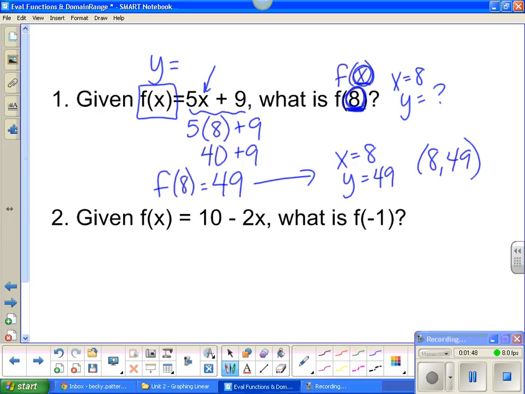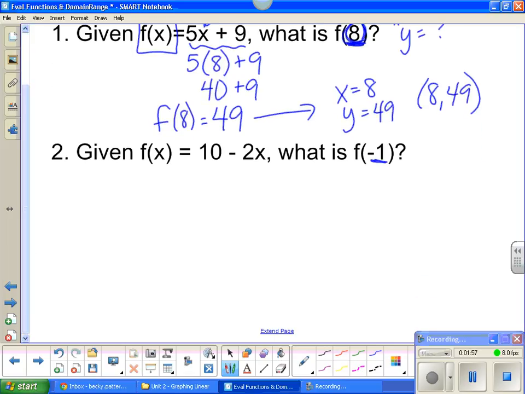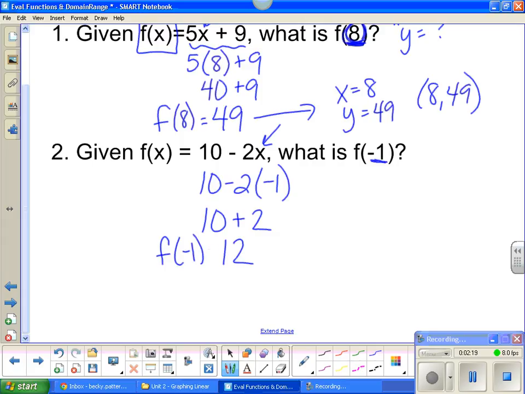So number 2, given f of x equals 10 minus 2x, what is f of negative 1? So I'm going to take this negative 1 and I'm going to plug it in for my x. And I'm going to be real careful with my signs. So 10 minus 2 times negative 1. Bring down my 10 because I have to multiply first, order of operations. That is a negative 2 times a negative 1, and that's a positive 2. And 10 plus 2 is 12. So f of negative 1 equals 12. And again, another way to think of that is that you just created the point negative 1, 12.